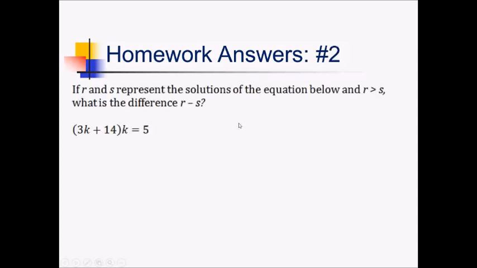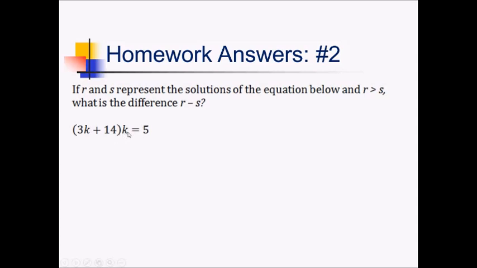For this problem, we're told that r and s are the solutions to this equation here, and r is bigger than s. Given that, we want the difference, r minus s. Well, basically, we have to solve this equation for k, and then we just have to subtract the smaller number from the bigger number. Okay, well, to get this started, I'm going to distribute this k, and while I'm at it, since this is going to be a quadratic equation, I'm going to move this 5 over to the left side so I can solve it by factoring, hopefully.